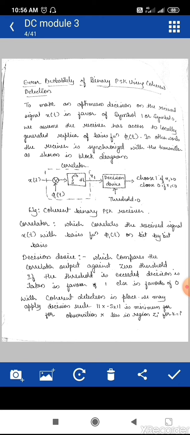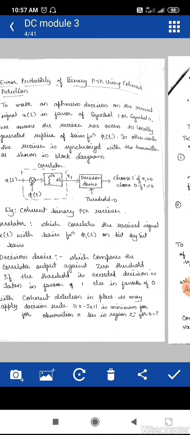Then it is sent to a decision device. The decision device is set to a threshold of 0. That is, if x1 is greater than 0, the decision is taken that symbol 1 is sent. If x1 is less than 0, the decision is taken that symbol 0 is sent. So we look at which region x1 lies in. If it lies in Z1, the decision is taken as 1. If it lies in Z2, the decision is taken as 0.